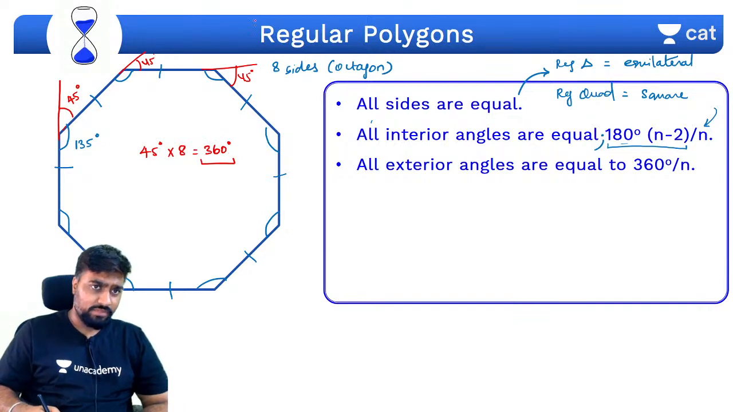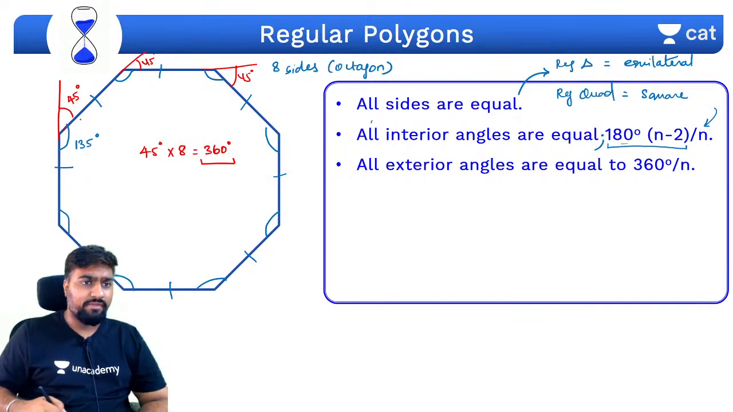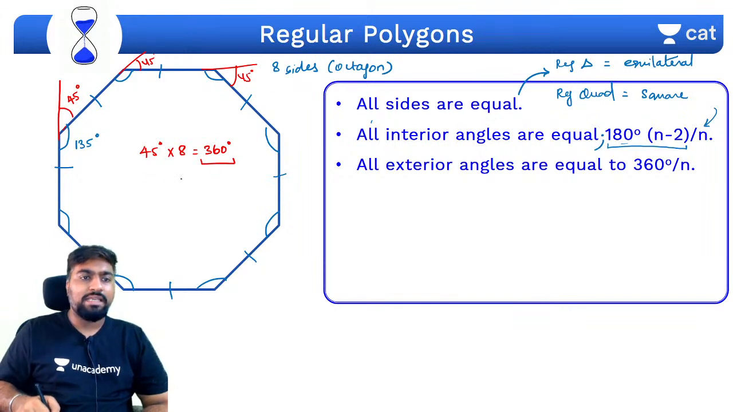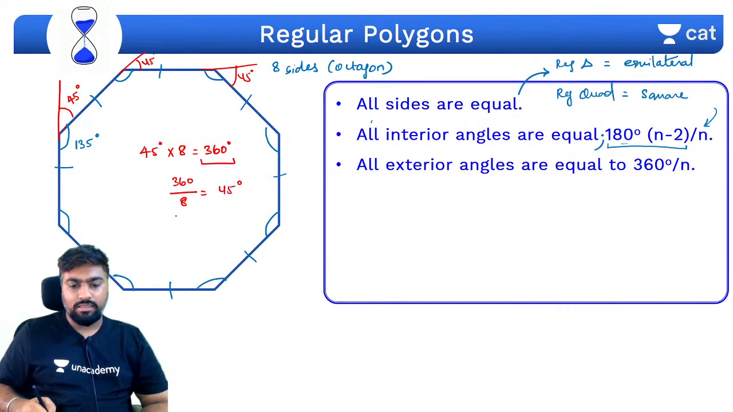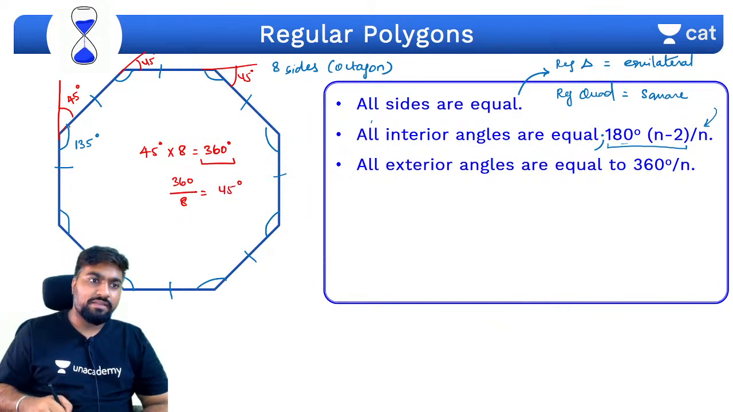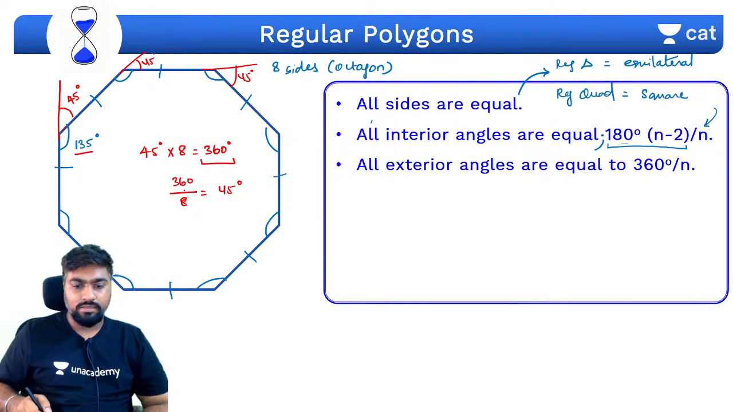If it's a regular polygon, let's say if it's a regular octagon, then each angle will be equal to what? 360 by number of sides, 8. 45 degrees. If this is 45, then this is 135. You can also find it out like this. Understood?